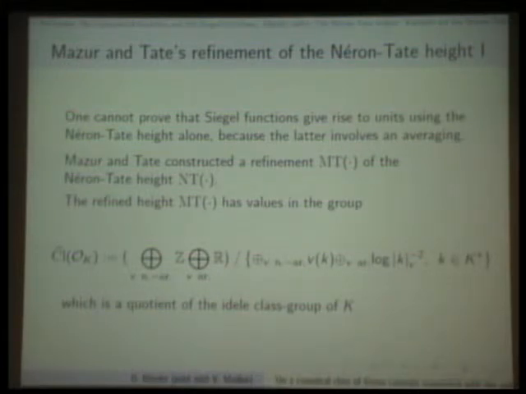So the group here is a direct sum: you have the integers for each non-Archimedean valuation, that means each prime ideal of the ring of integers of the number field, and you have the real numbers for all the Archimedean ones. Then you quotient out by the sum of the valuations of any element of the number field. This group is sort of handmade in order to catch what's happening in this formula.